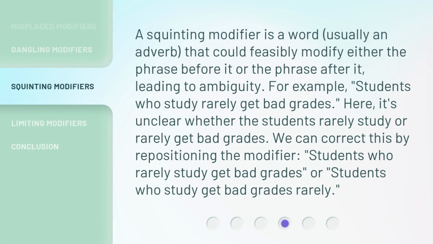A squinting modifier is a word, usually an adverb, that could feasibly modify either the phrase before it or the phrase after it, leading to ambiguity. For example, students who study rarely get bad grades. Here, it's unclear whether the students rarely study or rarely get bad grades. We can correct this by repositioning the modifier. Students who rarely study get bad grades, or students who study get bad grades rarely.